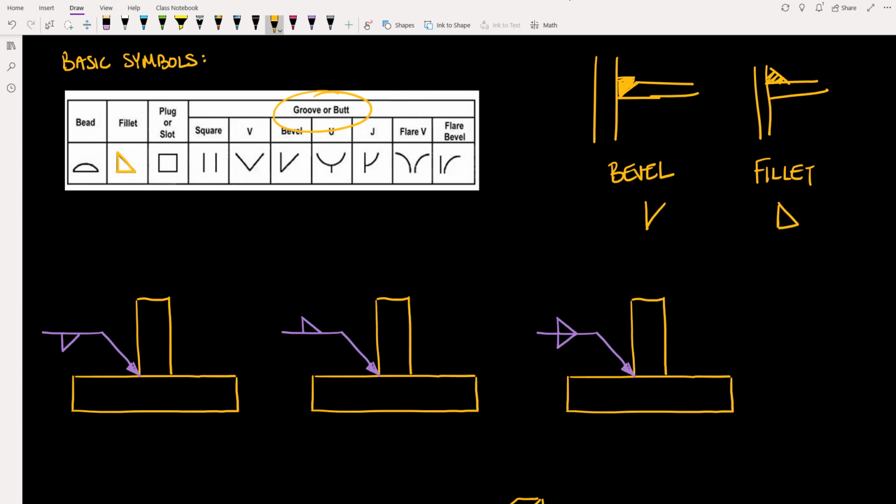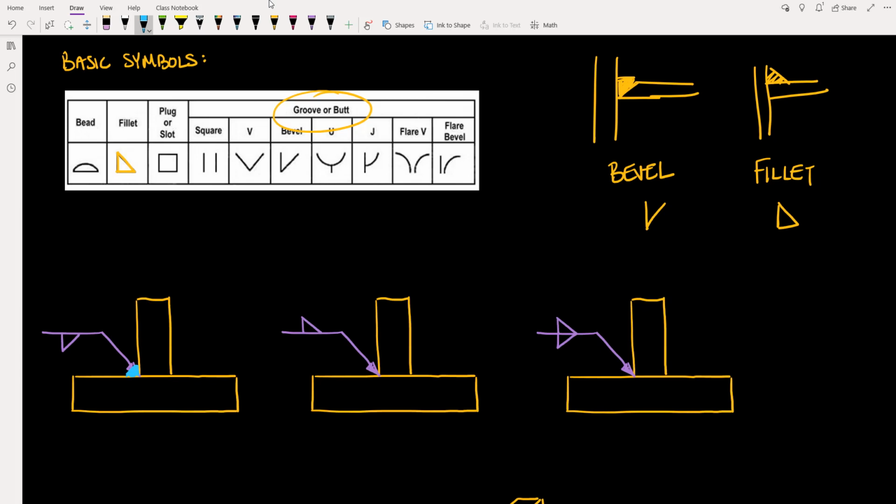So we'll go a little more in depth with these different shapes down below in just a moment. For now, let's reiterate what we learned above about the placement of these symbols. So, here we can see that the symbol is placed below the line, and so that means that the weld will be applied on the same surface as the arrow.